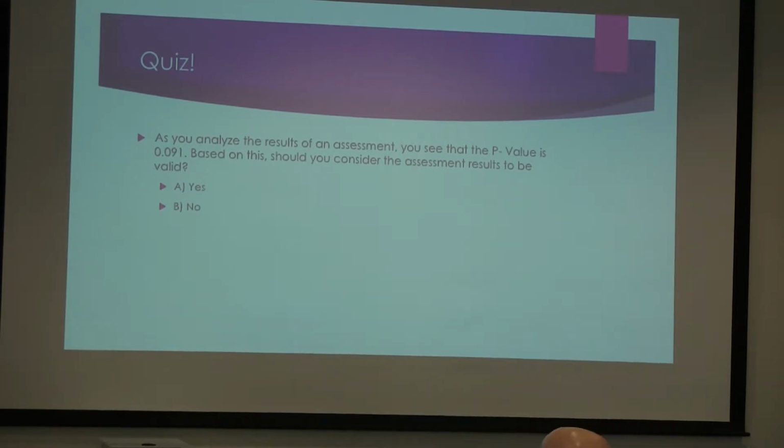You analyze the result of an assessment and you see the p-value is 0.091. Based on this, should you consider the assessment results to be valid? Who says yes? Who says no? Why, Mike? I mean, it's not the best. Correct. 0.091 is close to the line, yeah, but it doesn't go over.